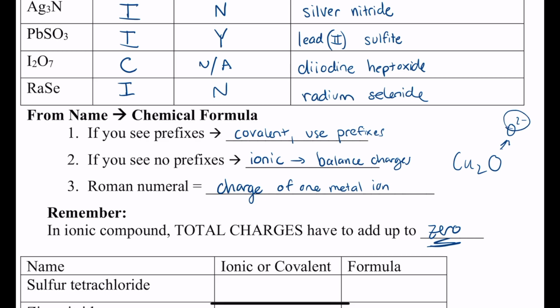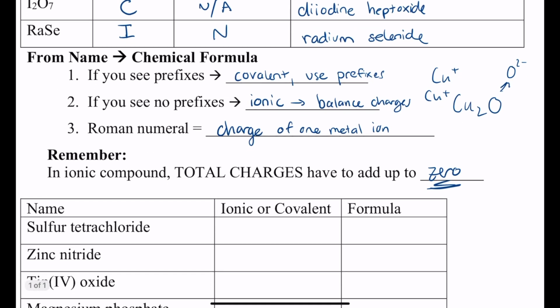And in order to counteract this 2 minus charge, we probably need 2 copper ions with a 1 plus charge, which means that if I'm trying to come up with the Roman numeral here, the Roman numeral is going to be the charge of one of these copper ion metals. So in this compound, this would have been called copper 1 oxide, even though there's 2 coppers and the overall positive charge is 2. Let's look at a few examples and then we're done.